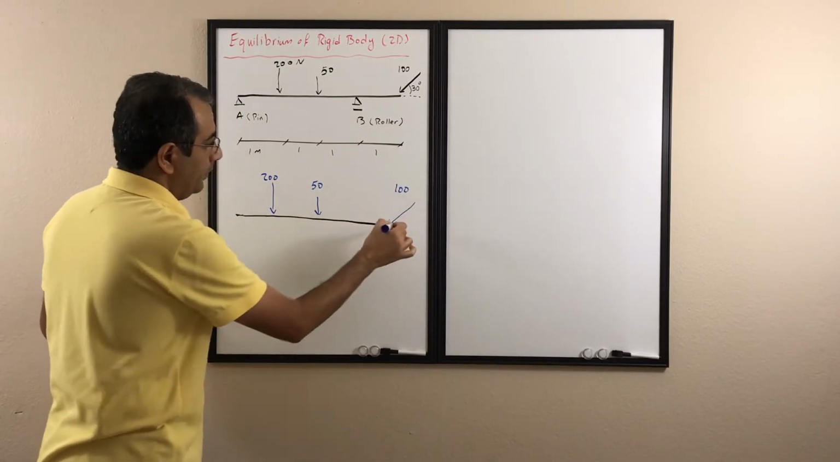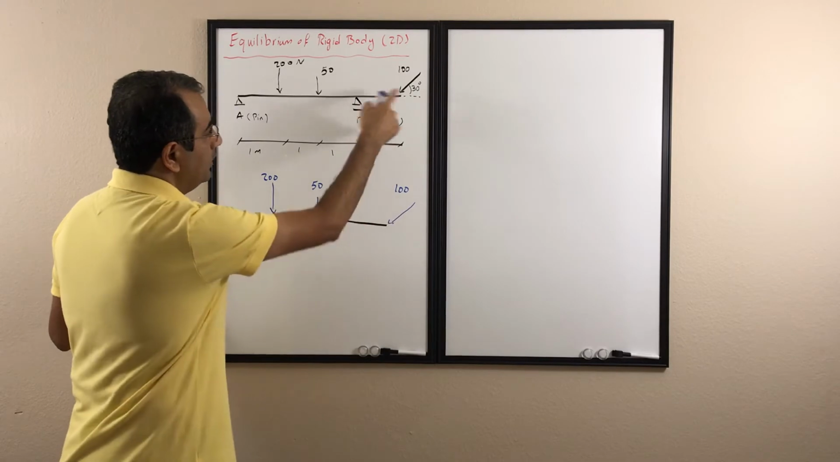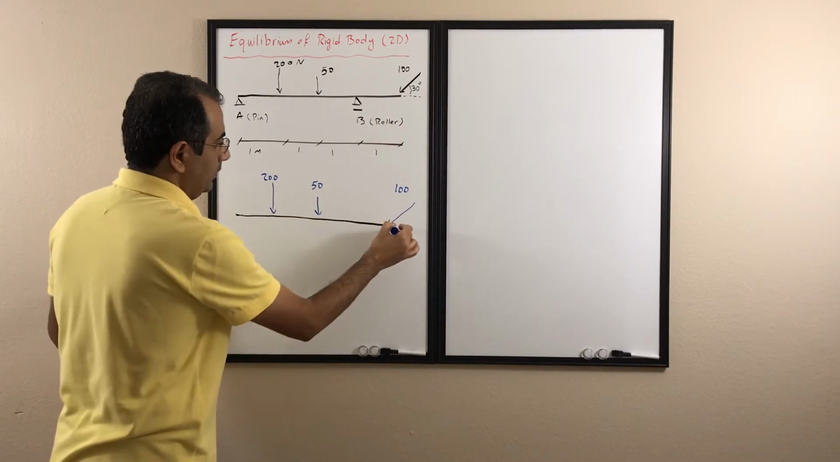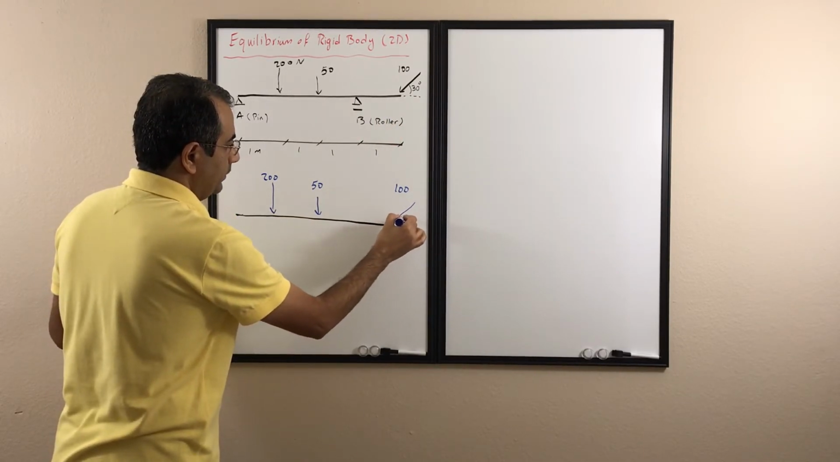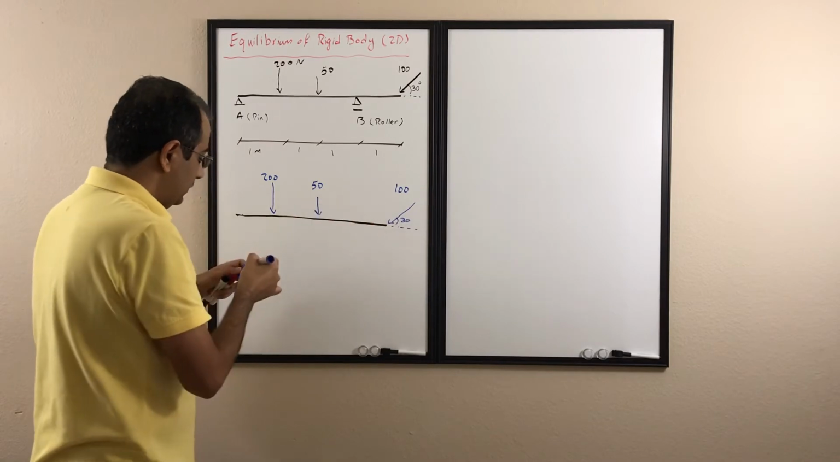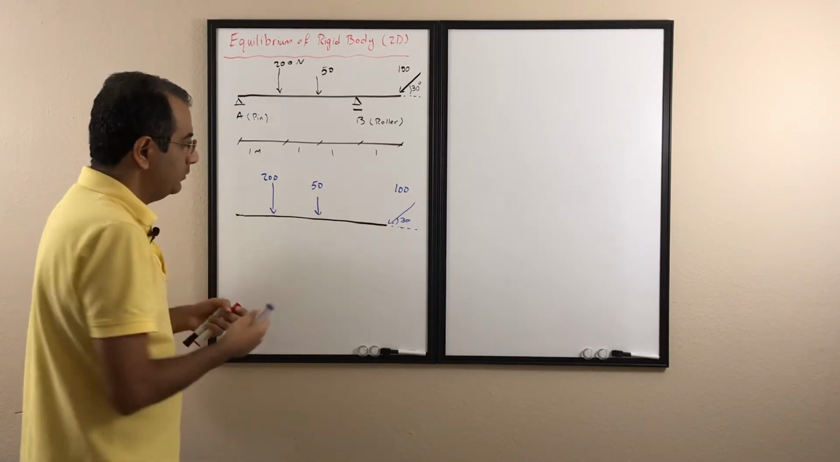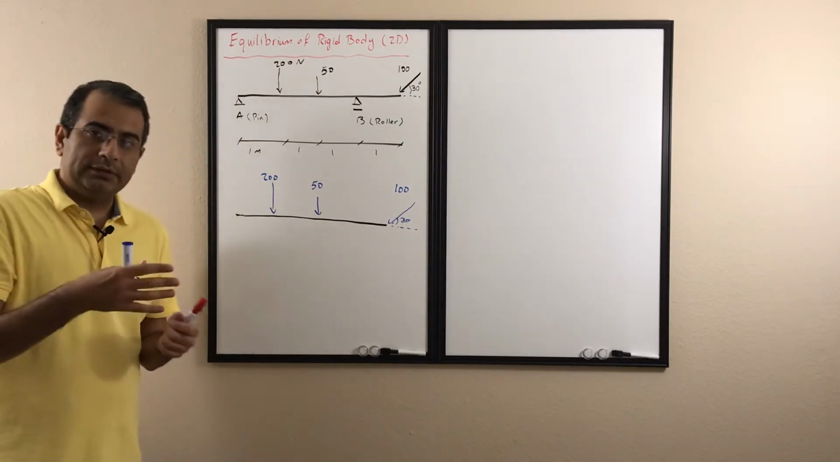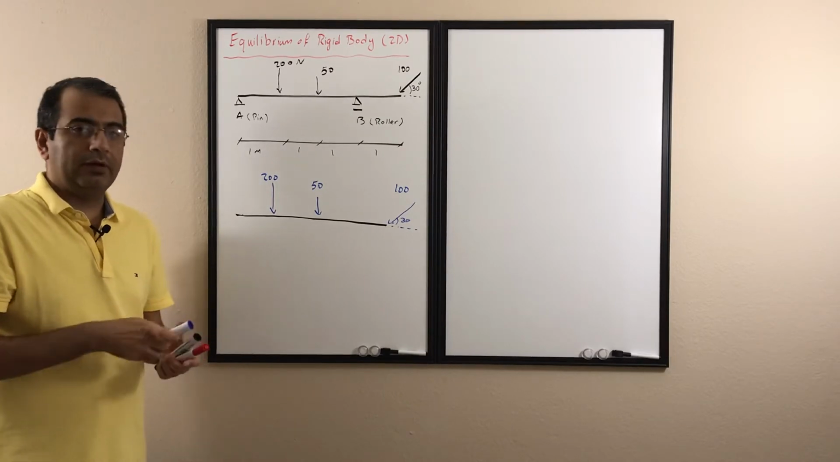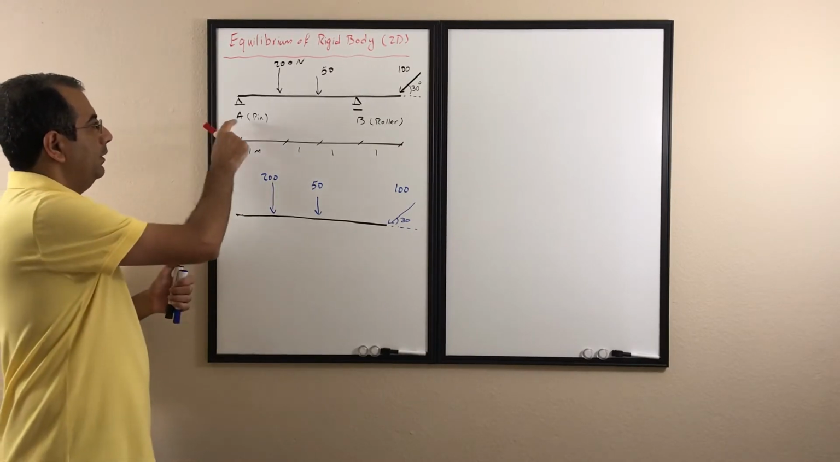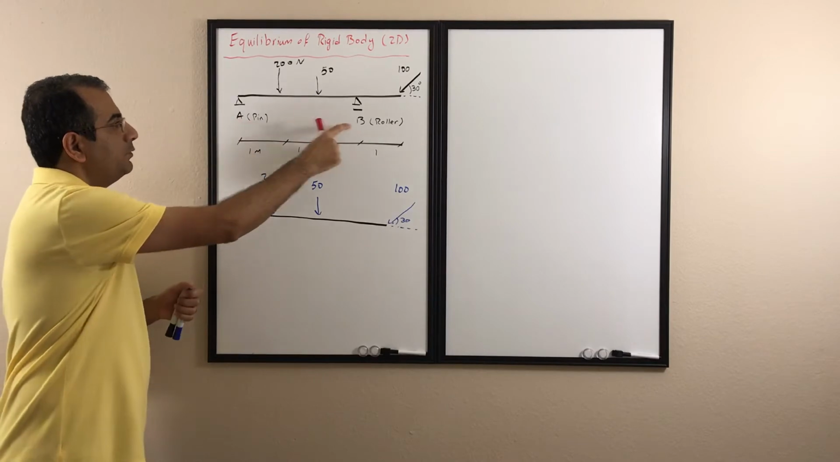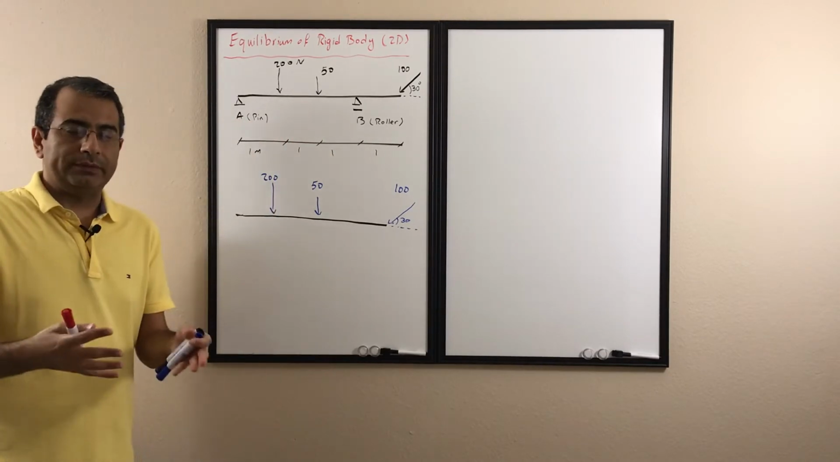So these are the three, and this is going to be 30 degrees. So these are the three forces that want to move the object. After I put all the external forces that want to move the object, I have to add the reaction from the support that wants to hold the object in place.